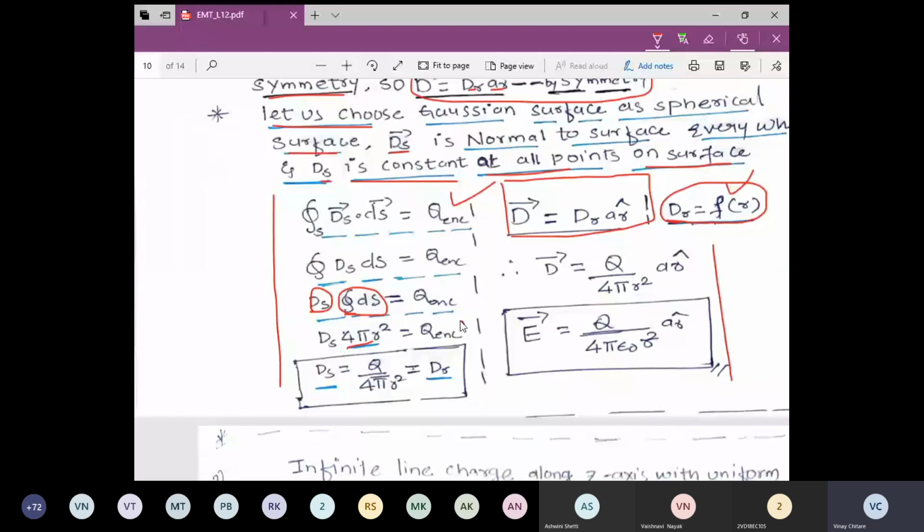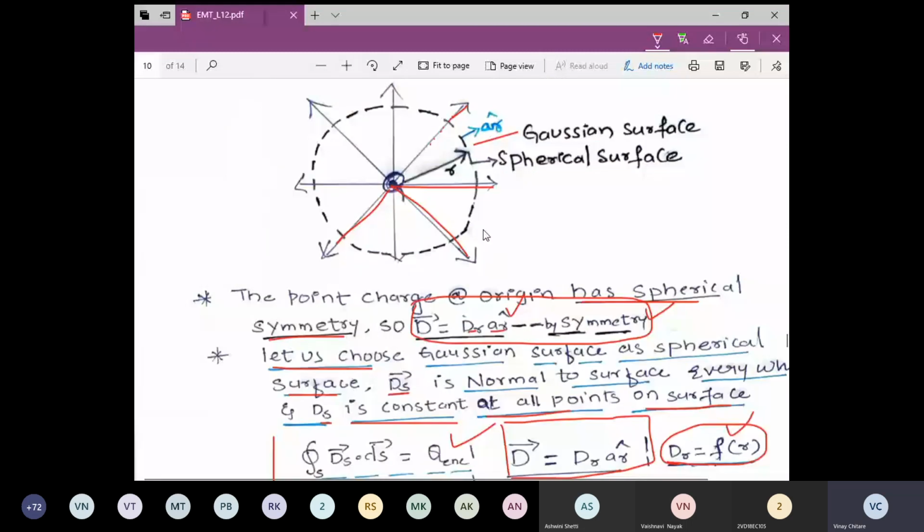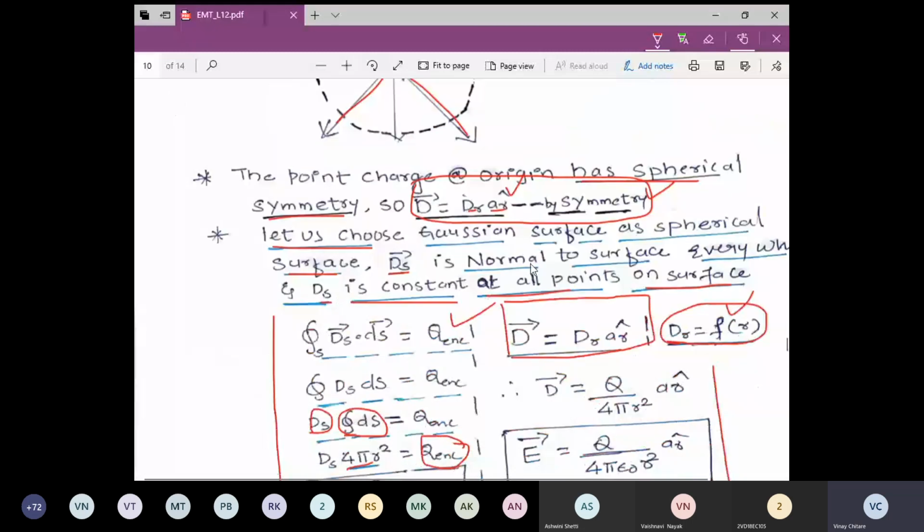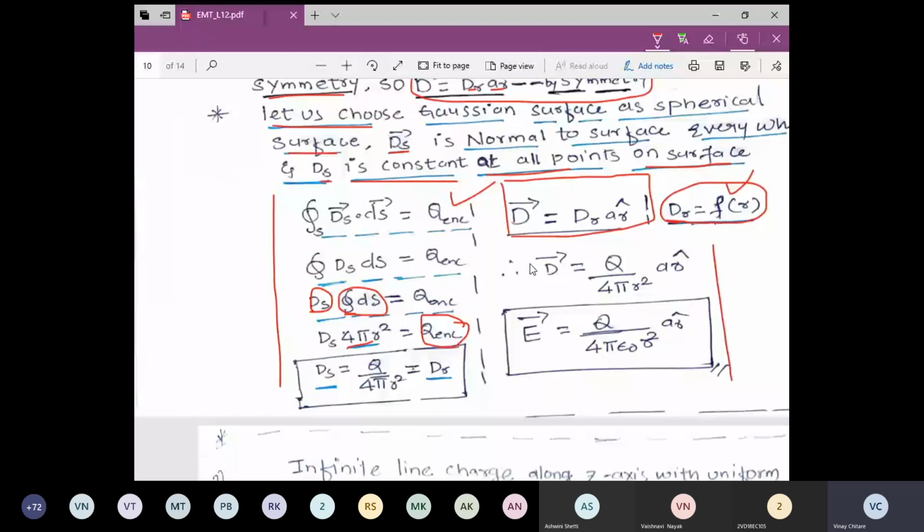So now, could anyone tell me what is Q enclosed inside the Gaussian surface? Anyone could tell me what is the charge enclosed inside the Gaussian surface? Q. Yes, it is Q. So the charge enclosed inside the Gaussian surface is Q.